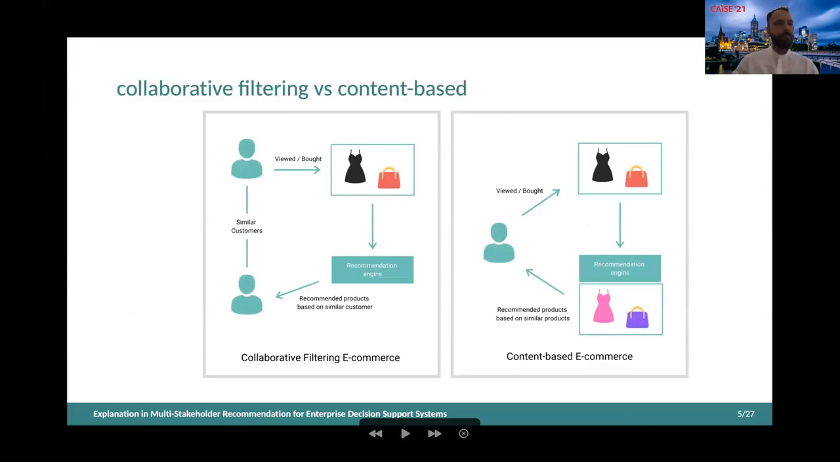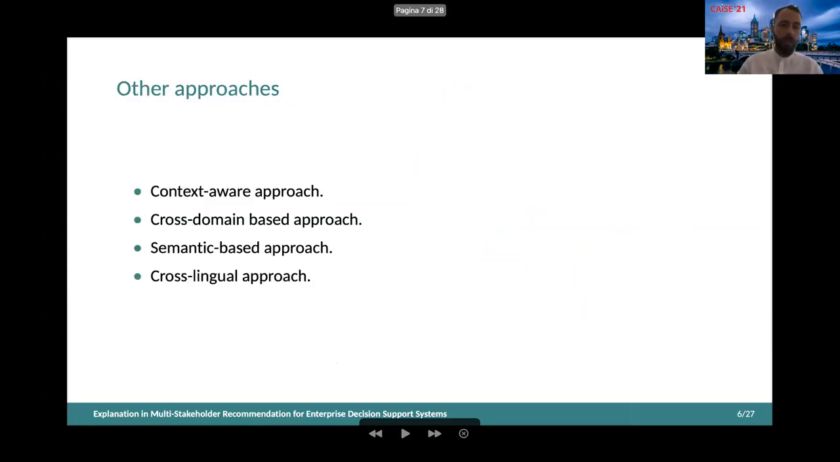In this slide, you can see how the most important recommender system techniques work in an e-commerce scenario. On the collaborative filtering side, the recommender system suggests new items to a customer based on purchase similarity. On the other hand, in the content-based approach, the recommender system highlights items to a customer based on her preferences, building on her past experience on the platform. Nowadays, with the emergence of deep learning techniques, we have also other kinds of approaches to address the problem of recommendation, like context-aware, cross-domain, and so on.